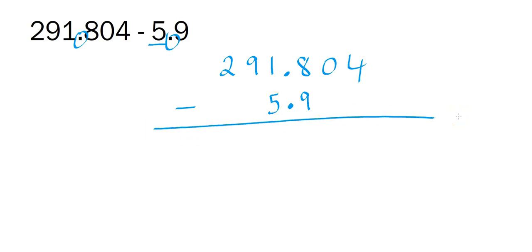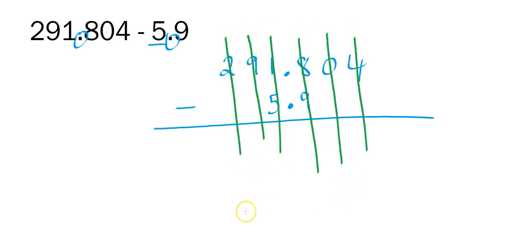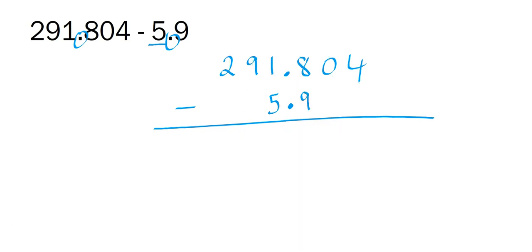Now, it looks weird, but that's okay, because we have each of our digits in the correct place value, plus we have a decimal point all lined up. And so, now we're ready to solve. 4 minus, well, there's a 0 there, right? So that's a 4. 0 minus 0 is 0.